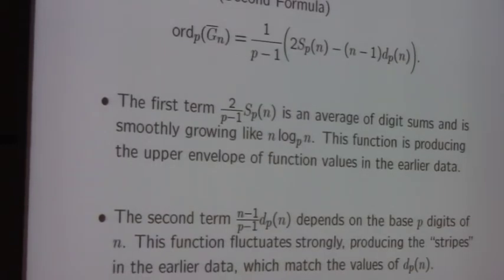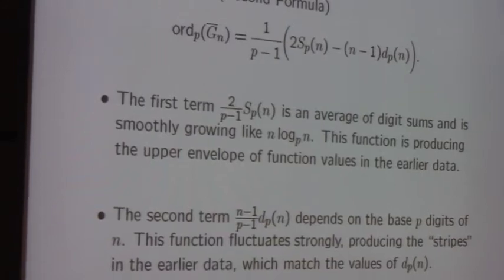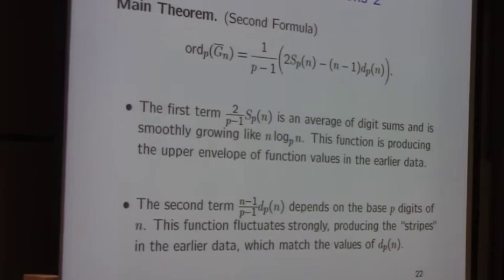Okay, so here is the main one of the three theorems, which says that the ord_p of the product of the binomial coefficients is 1 over p minus 1 times twice this running digit function s_p of n, minus n minus 1 times the base p digit expansion of n itself. So what this formula says is, it's got two terms. It's got a term which is an average sum of the size of the base p digits. That's this s_p of n, which is a relatively smooth function.